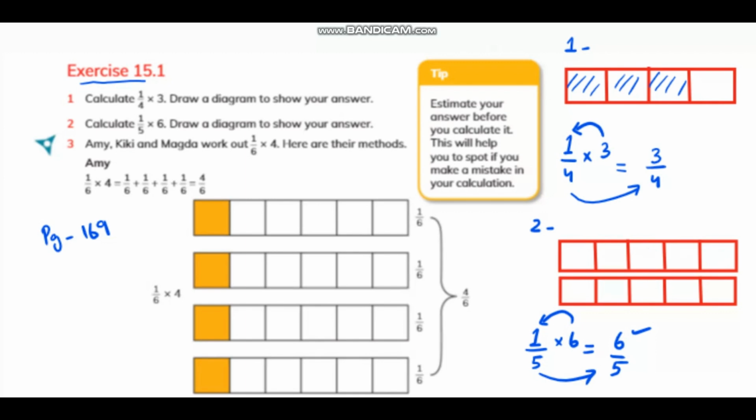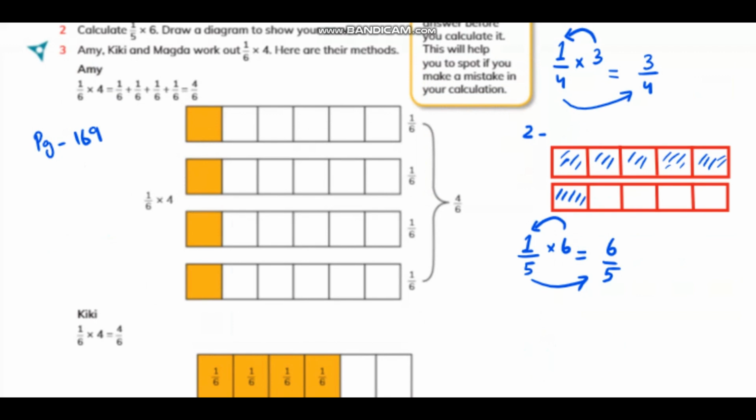So how many parts do we have to color? 6. Okay, look, 1 2 3 4 5 and then 6. So you see, that's how we solve question number 2. Okay, now let's move to question number 3.